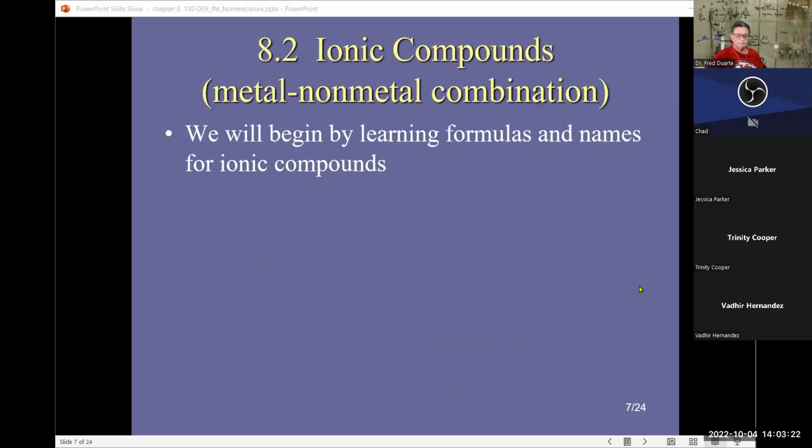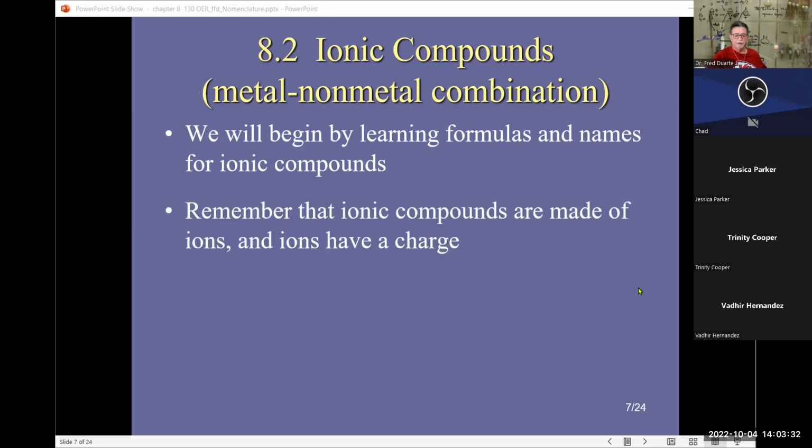Okay, so naming compounds, ionic specifically, where we're dealing with a metal-nonmetal combination. We begin by learning the formulas and names for ionic compounds, and then we're going to move on to covalent compounds. Okay, remember that ionic compounds are made up of ions, and that ions have a charge. And when we put them together, we have to have enough positives and enough negatives to cancel everybody out. We end up with a molecule with a net 0 charge.